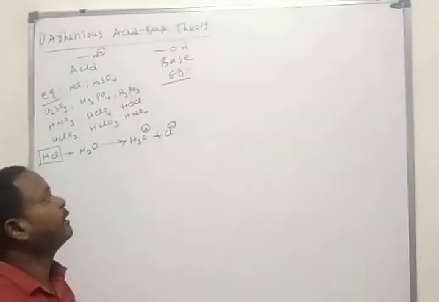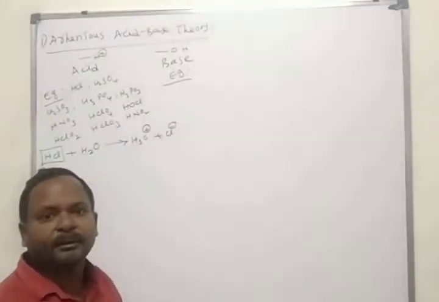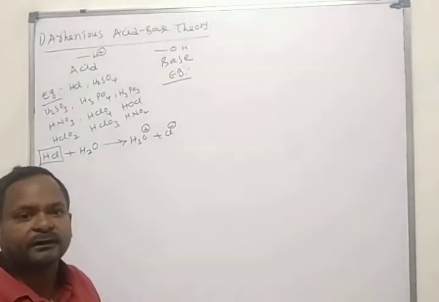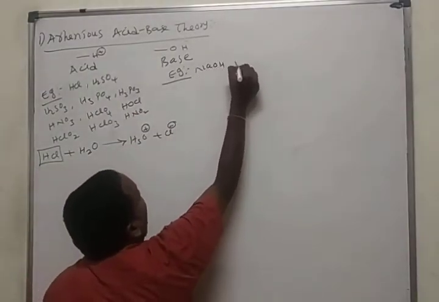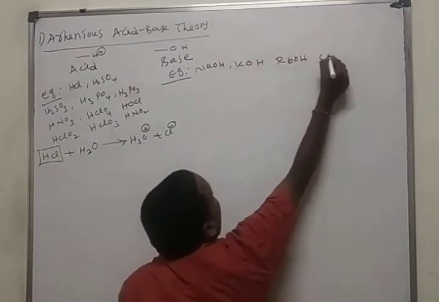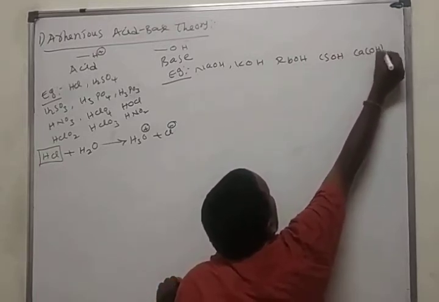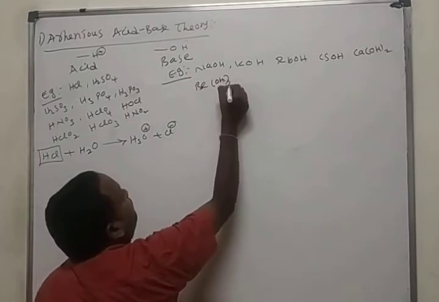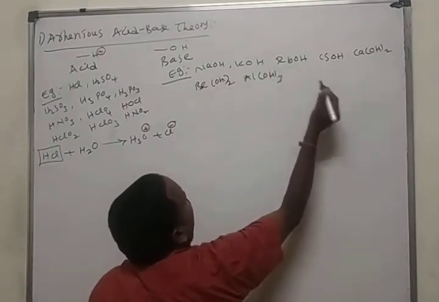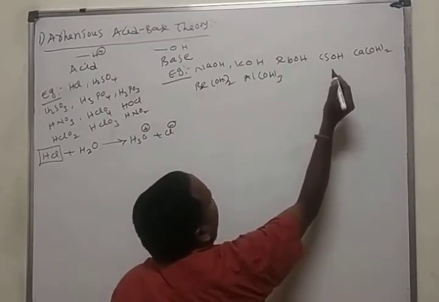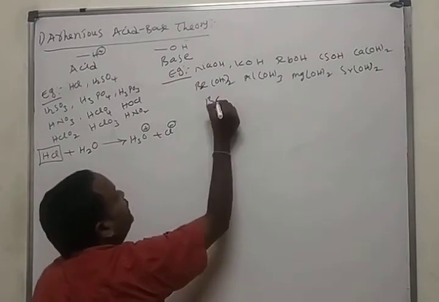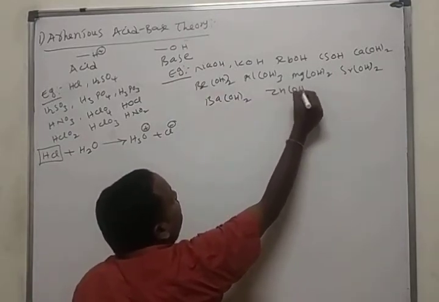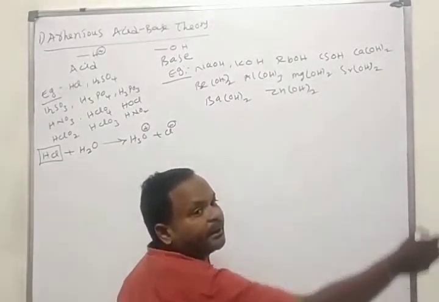Here are the examples for the bases. So many examples are there. All the hydroxides of first group elements, second group elements and some d-block elements we consider as bases: sodium hydroxide, potassium hydroxide, rubidium hydroxide, cesium hydroxide, calcium hydroxide, beryllium hydroxide, aluminium hydroxide, magnesium hydroxide, strontium hydroxide, barium hydroxide, zinc hydroxide, cupric hydroxide, lead hydroxide. All those are the best examples for bases.